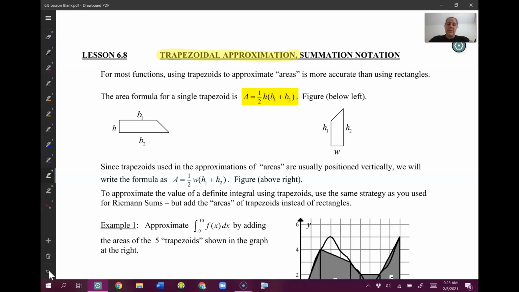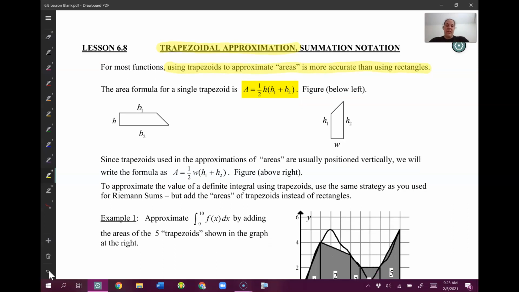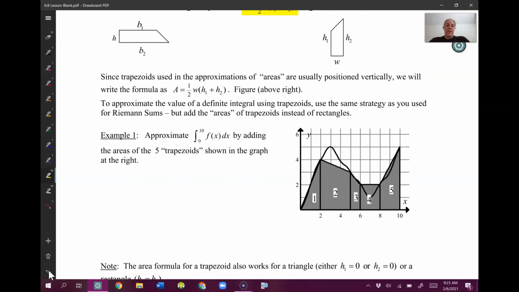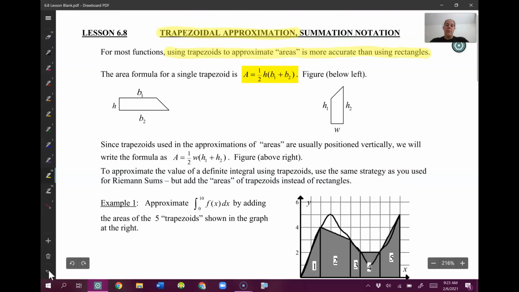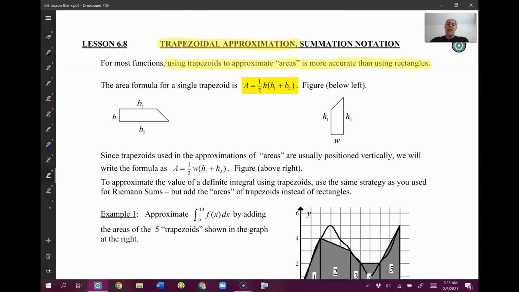Now, last lesson in 6.7, we used rectangles, but you probably noticed that rectangles aren't very good at approximating curves because rectangles are lines and curves don't fit them very well. So using trapezoids to approximate areas is more accurate than using rectangles. Kind of like this graph you can see here. Those trapezoids fit this curve a lot better. This is the last approximation we're going to talk about, using trapezoids.